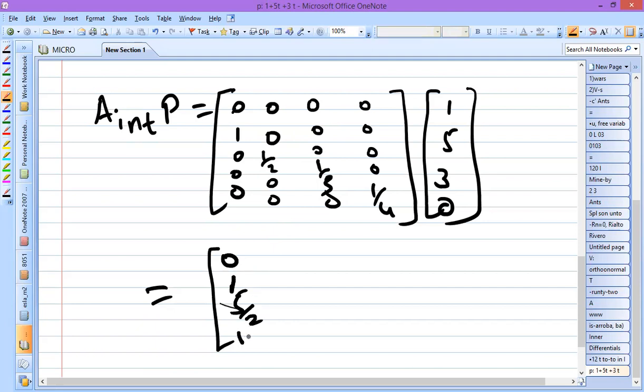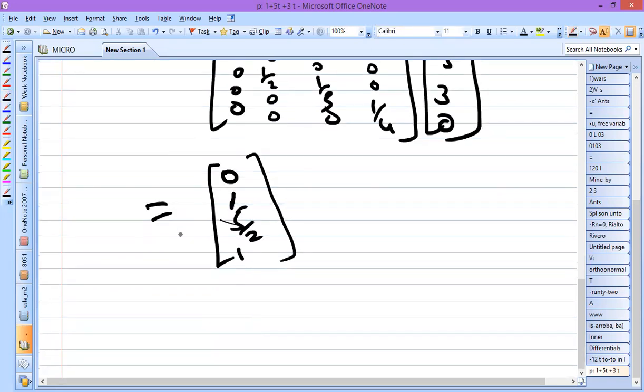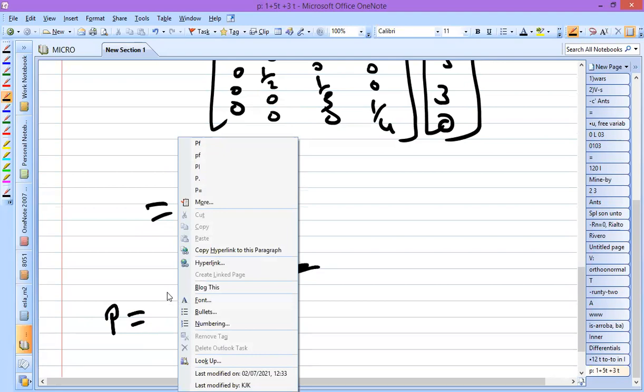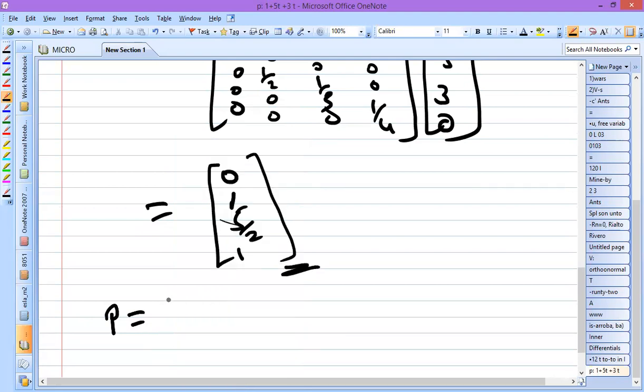I think it will be how much? 1 by 3 into 1 by 3 into 3, that is 1. Yes. So now, once you get this, we can write the P polynomial equation as: t to the power 0 coefficient is 0. Next, t to the power 1 coefficient is 1, so that is 1 into t is 1t, plus 5 by 2 t square, plus 1 into t cube.